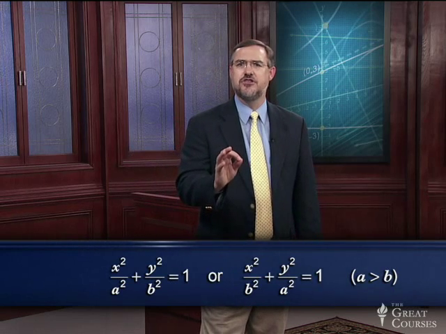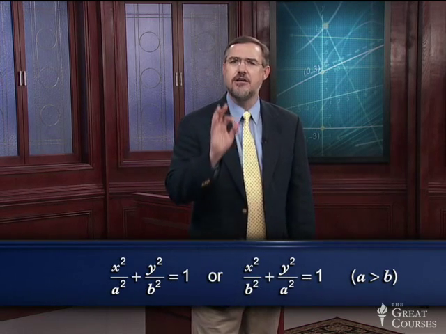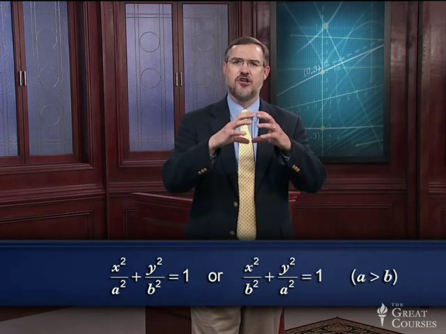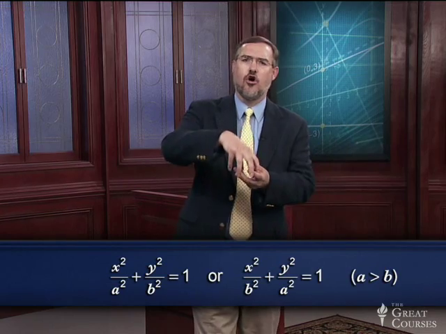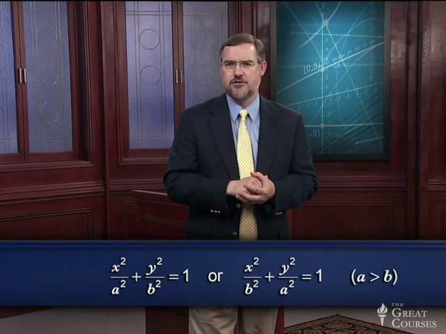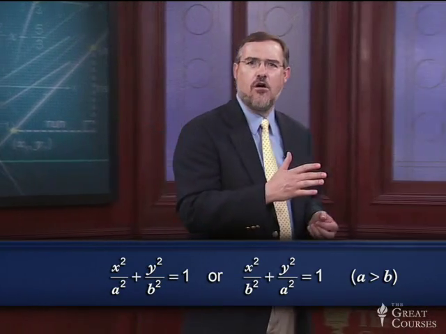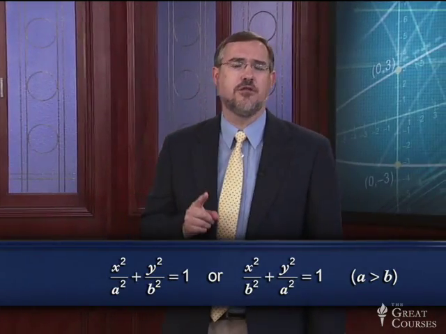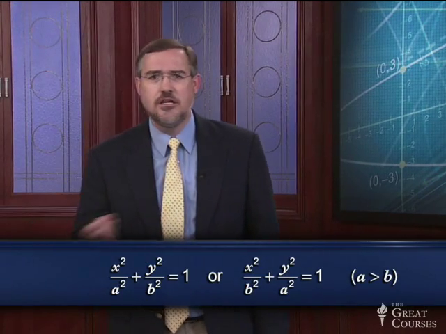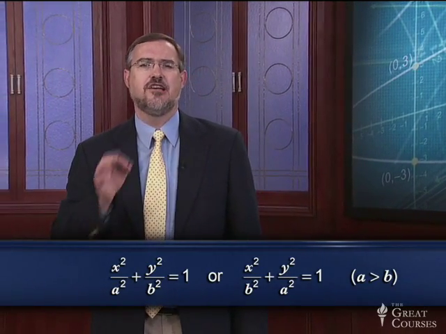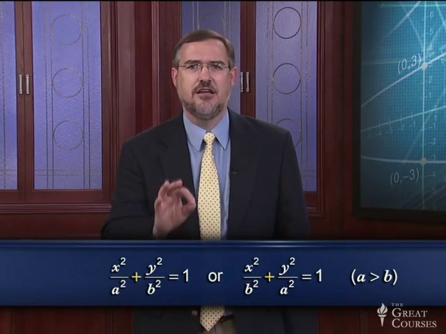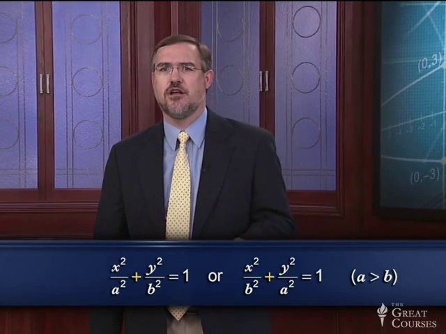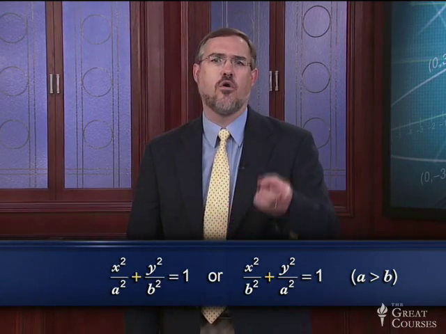The larger of the two denominators is going to tell you something very important about the orientation of the ellipse, whether it's stretched out in the horizontal direction or whether it's stretched out in the vertical direction. Now, notice before we go on that these equations look a lot like the equations of a hyperbola. In fact, the only big difference between the two is the presence of a plus sign instead of a minus sign.